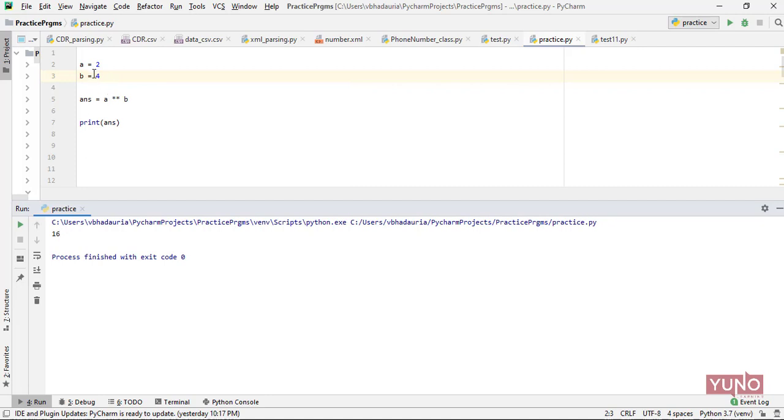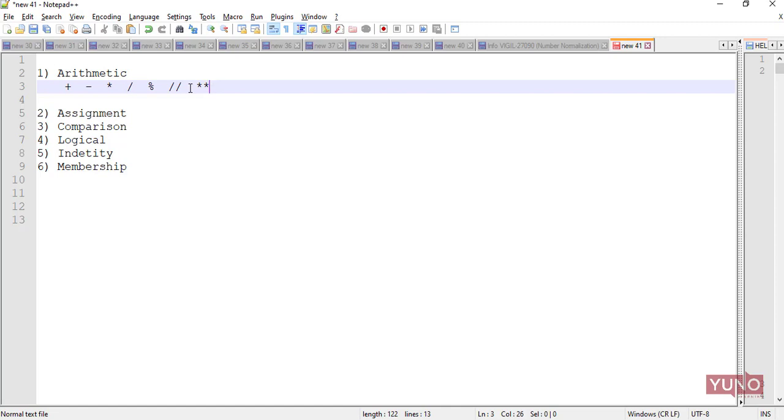Yes, perfect. So you can get to know that 2 raised to 4 means 2 multiplied by 2, 2 multiplied by 2, 2 multiplied by 2. Basically, it multiplies the same number with respect to the power of b. Whatever the power b is, I am going to multiply the base number that many times, that means b number of times. So that's it. This is basically what is called the arithmetic operators.